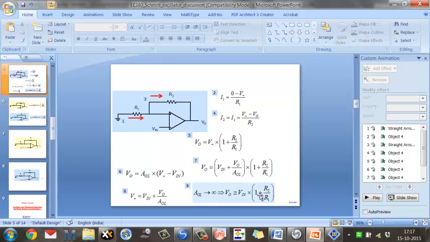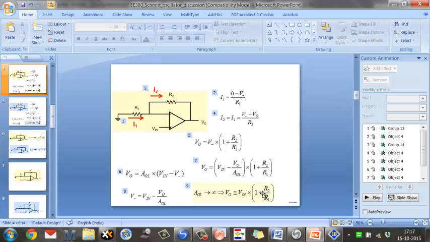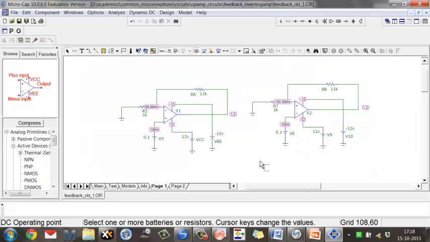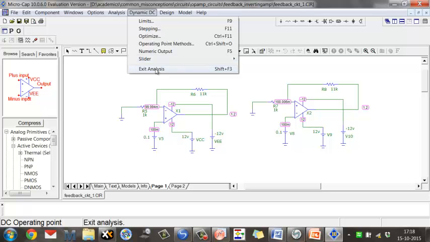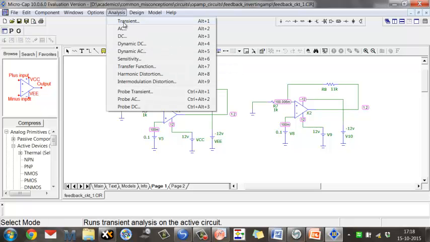That this is also working as a non-inverting amplifier. This one is also working as a non-inverting amplifier. Both are working. Both are giving us the same result. What should I do here to change? You want me to run the transient analysis? Not the dynamic DC. So let me run a transient analysis.